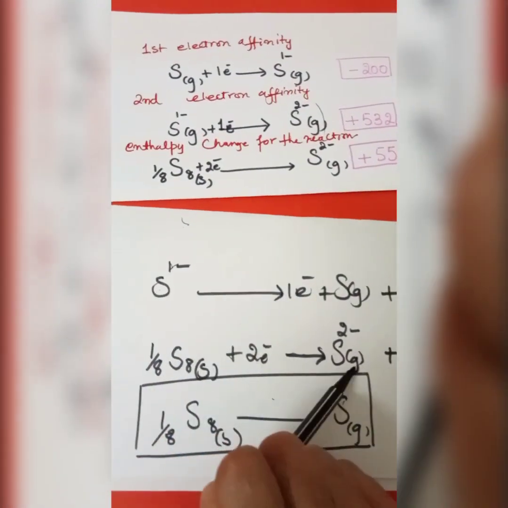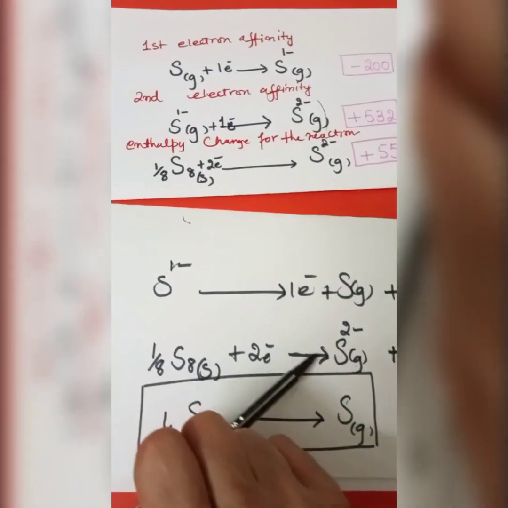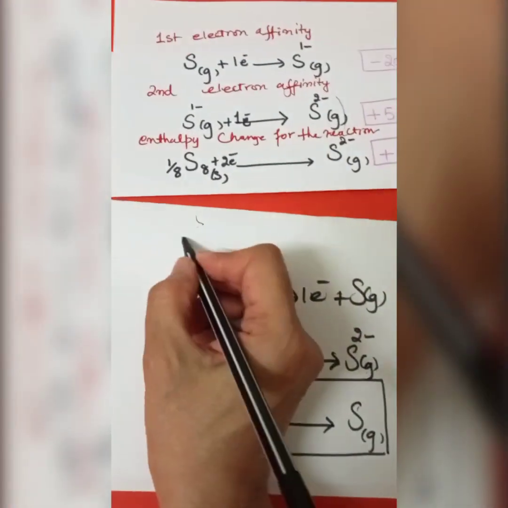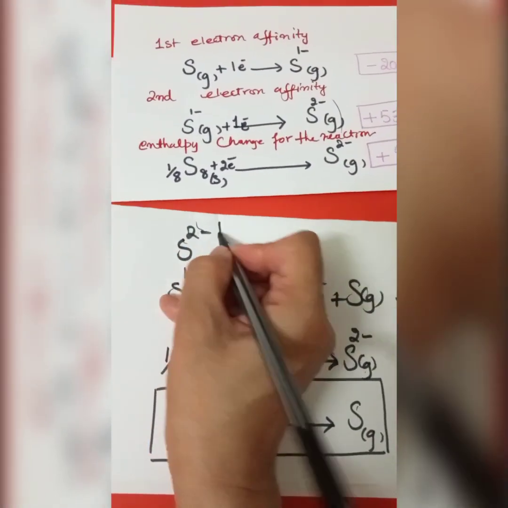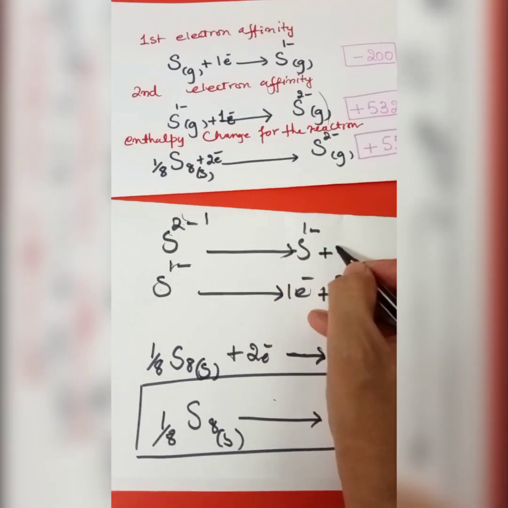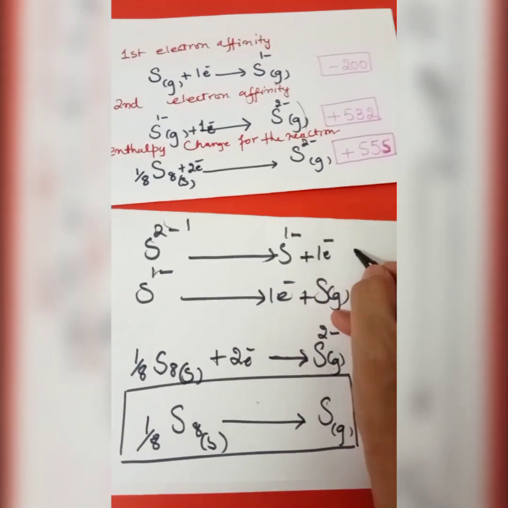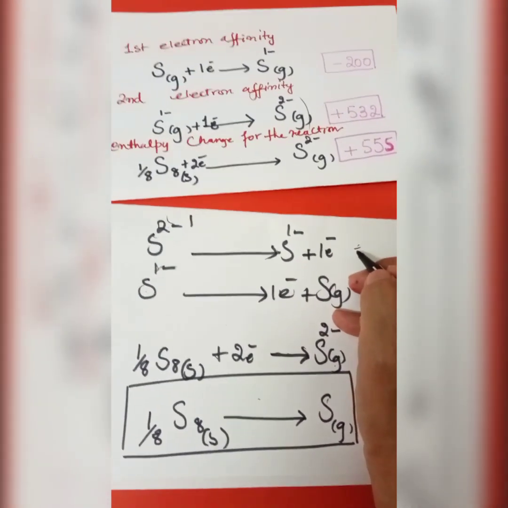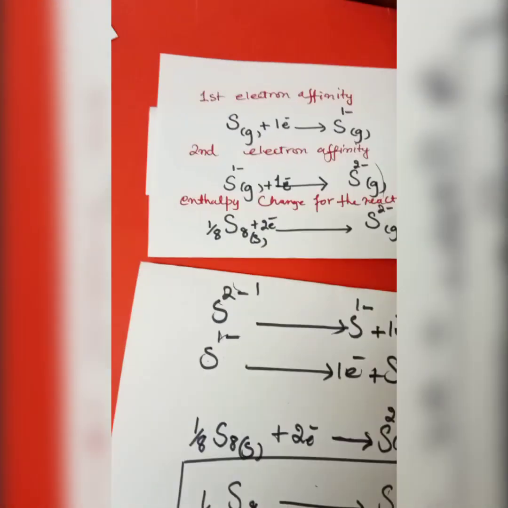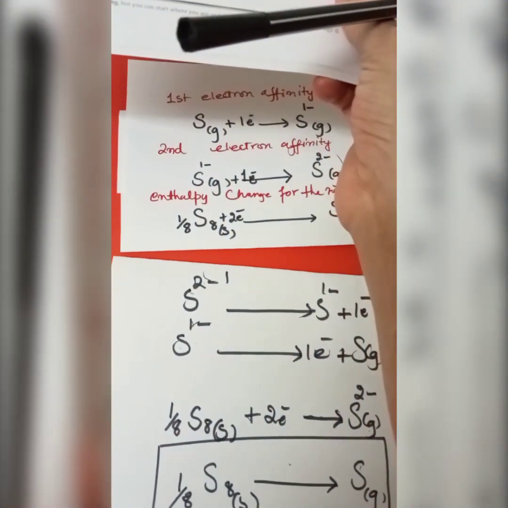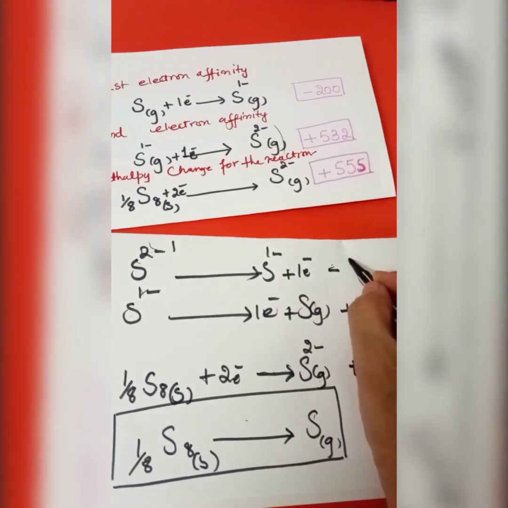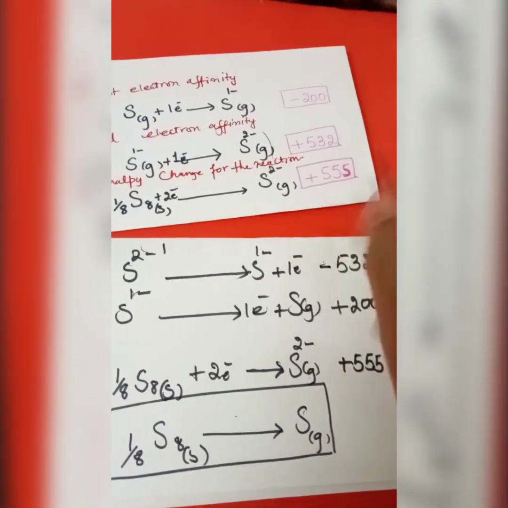In a similar way, we have this equation. Because we don't need S1 minus and S2 minus, we will use this equation, and we flip it because we need to cancel out S2 minus here. S2 minus goes to S1 minus plus 1 electron, and the given value is plus 532, and we will change it to minus 532 because we flip the equation.